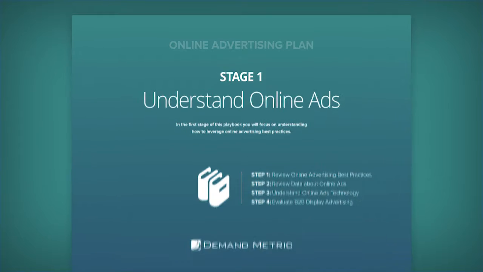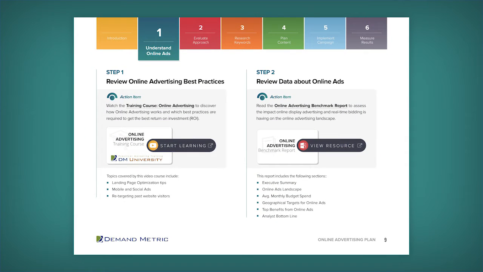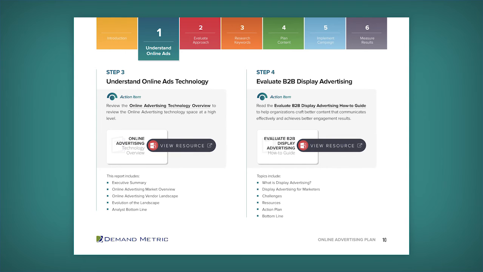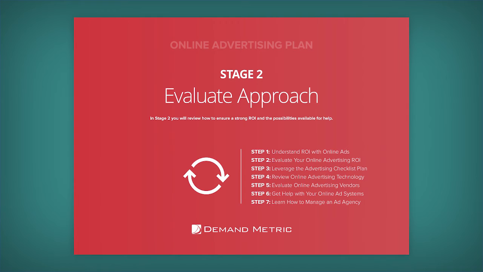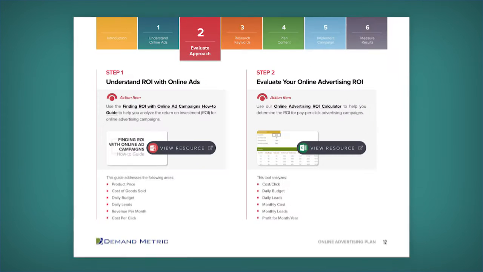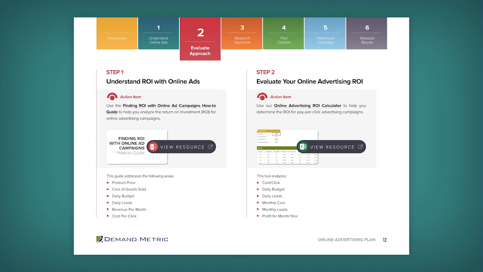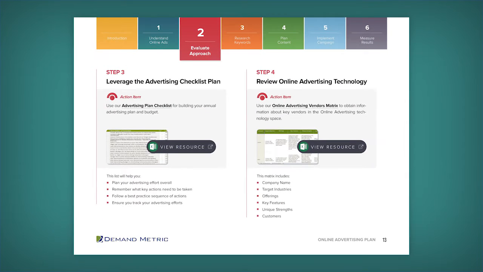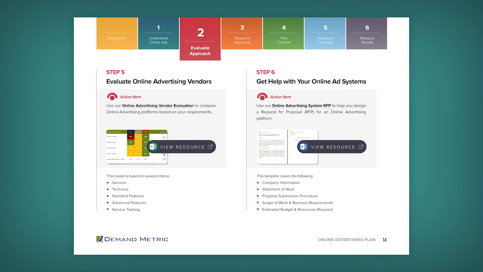And here, the first step is to review online advertising best practices, review data about online ads, understand online ads technology, and evaluate B2B display advertising. In stage 2, we're going to evaluate the approach. And here, the first step is to understand ROI with online ads, and then evaluate your online advertising ROI. You're going to leverage the advertising checklist plan, review online advertising technology, evaluate online advertising vendors, and then get help with your online ad systems.